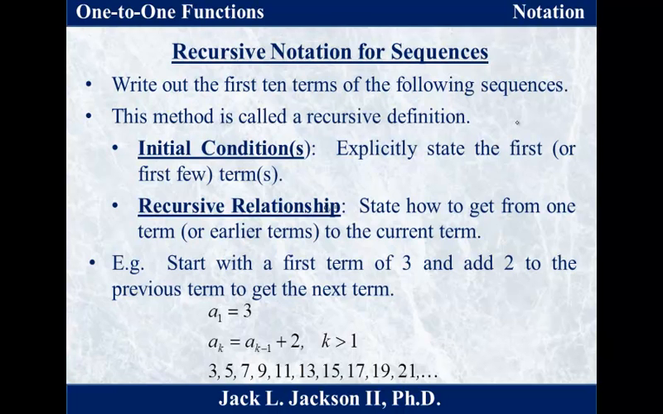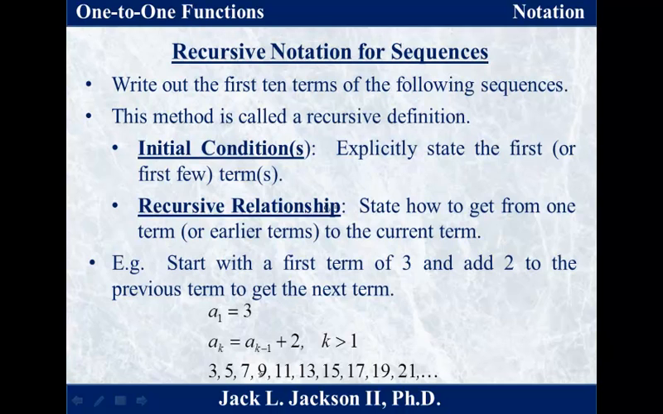We'd start with 3, add 2 to get 5, add 2 to get 7, add 2 to get 9, and so forth. The way we would write that is a sub 1 has to equal 3. So that tells us exactly what a sub 1 is, the first term, 3. And then we would say a sub k is a sub k minus 1 plus 2. So make sure we understand this. Suppose we want to find a sub 4.